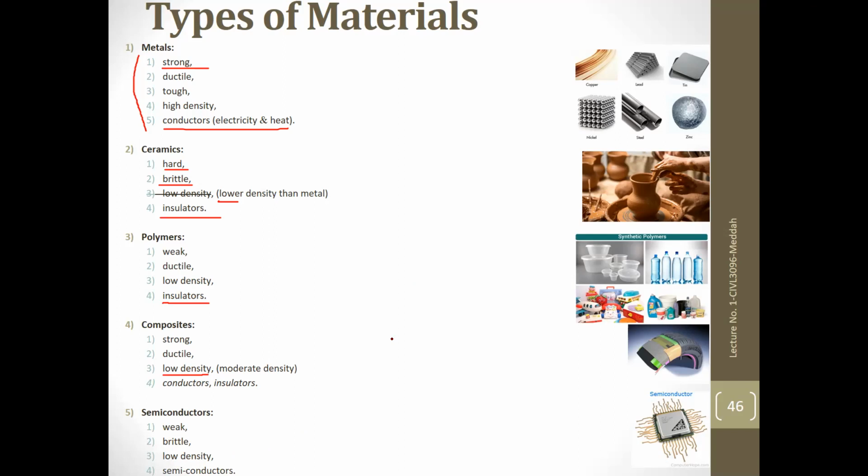On my right side, you can see some selected examples of these five categories. For metals, you can see different examples: copper, lead, tin, zinc, steel, nickel. Some examples of pottery for ceramic materials, some examples of polymers, which are plastic materials, different plastics, rubbers, an example of composite materials, and an example of semiconductors.